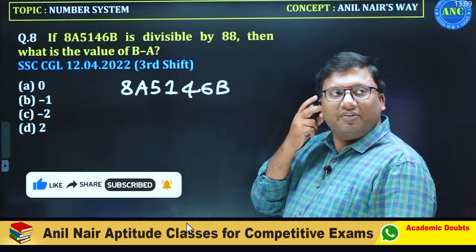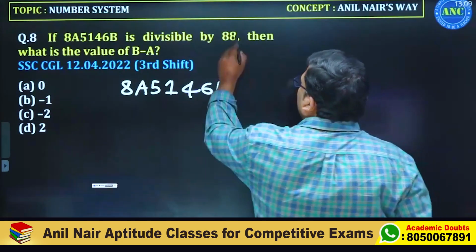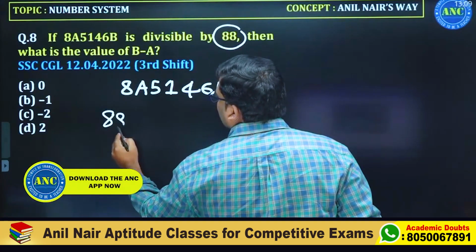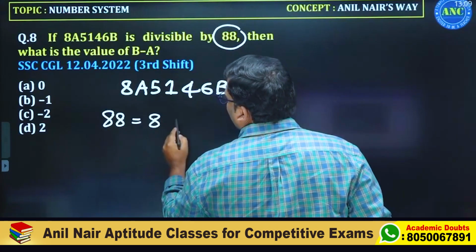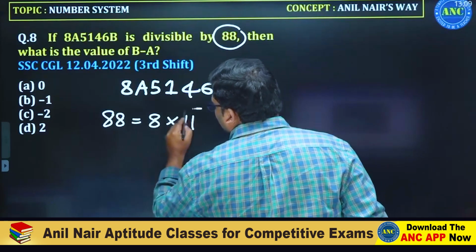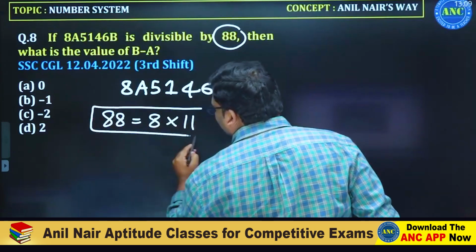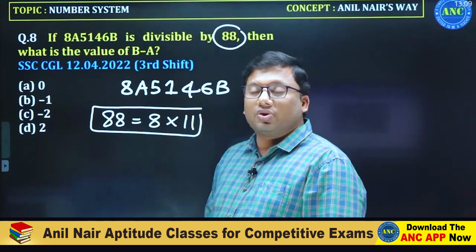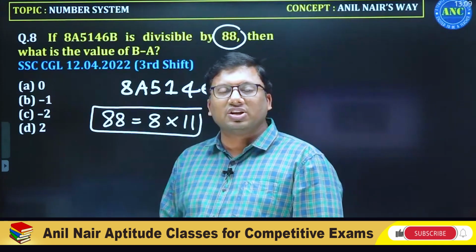The number 8A5146B is divisible by 88. 88 is a composite number, and a composite number needs to be written as a product of coprimes. So 88 is 8 times 11.